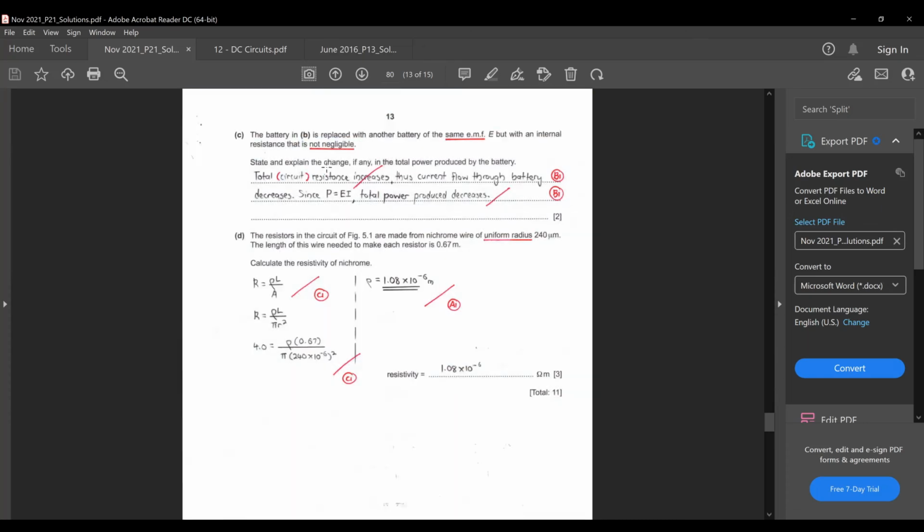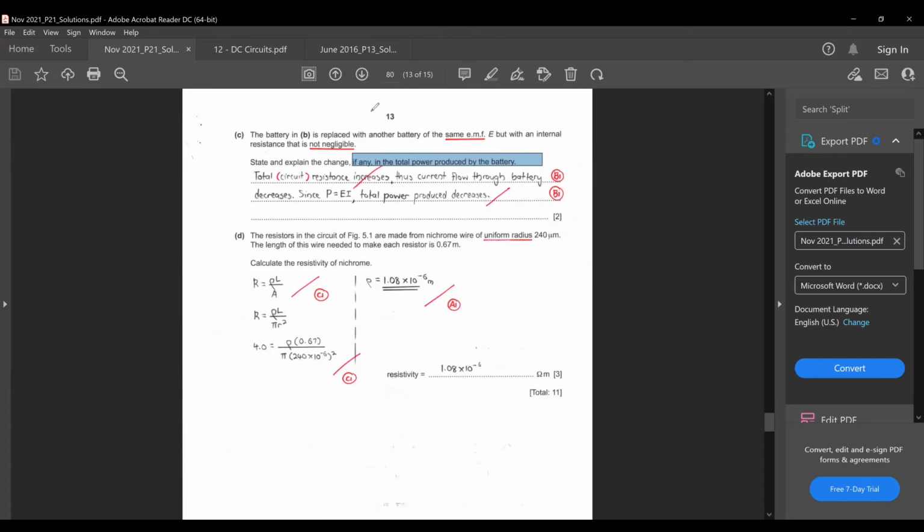State and explain the change, if any, in the total power produced by the battery. Will there be any change in the power produced by the battery? Here, common sense would tell you that you have internal resistance, so obviously the power produced by your battery would decrease, but how do you actually explain it?